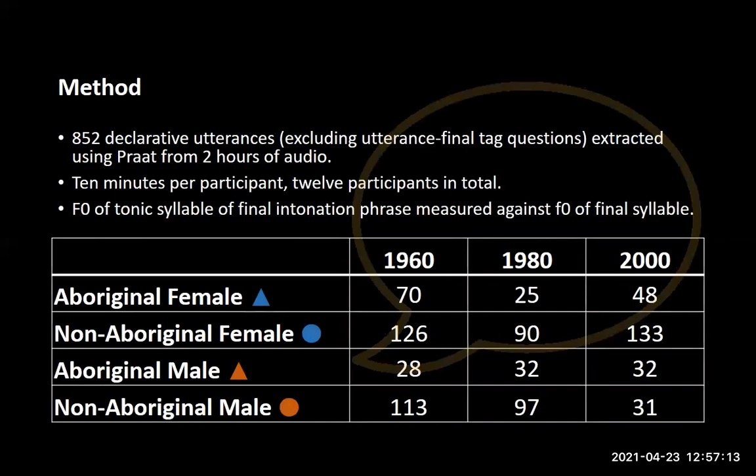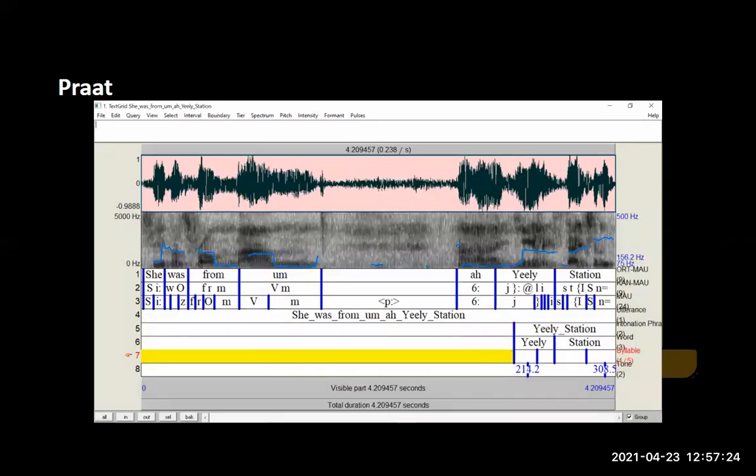This table shows the number of declarative utterances extracted for each of the 12 speakers in the sample. Without going into too much detail, these are some of the systems we've been using. This is the Praat system, which allows us to mark off various parts within an utterance and combine any number of levels of layers, phonemes, syllables, etc.